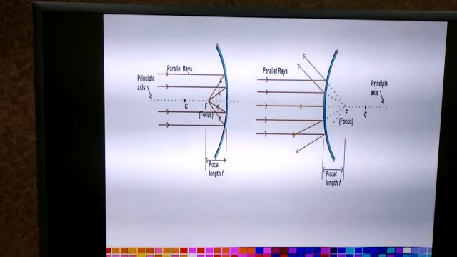And if we take the distance between the pole of the mirror and the focus, this distance is called the focal length. So the focal length of the mirror is the distance between the pole and the focus of the mirror.